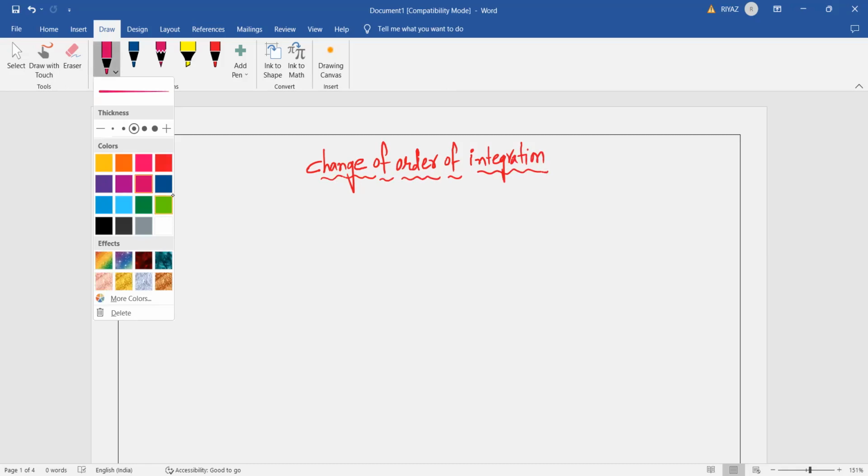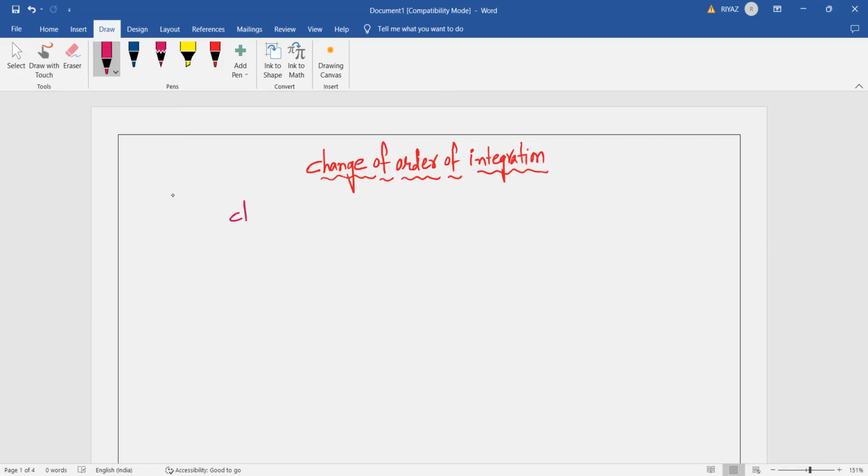Yes. Today we are discussing the last topic of this unit, that is change of order of integration. So I will write the question also. Change of order of integration.